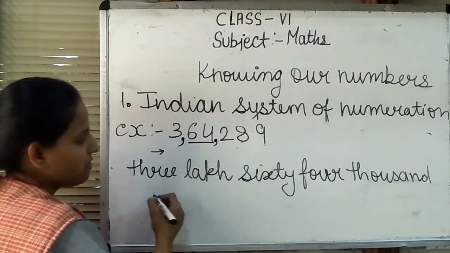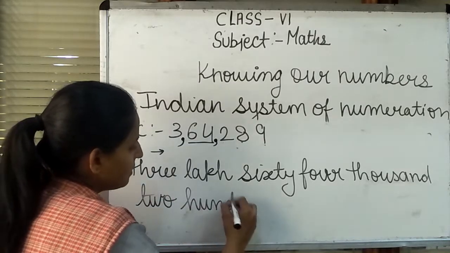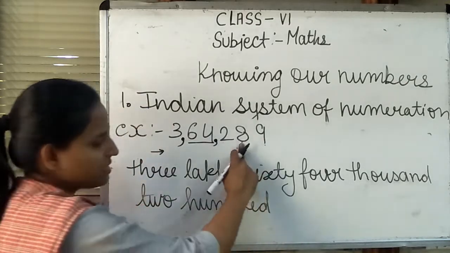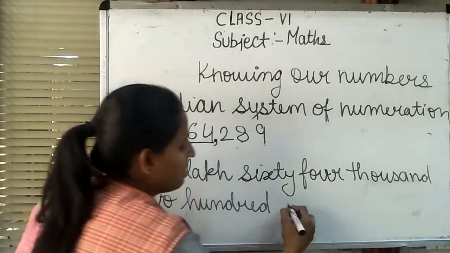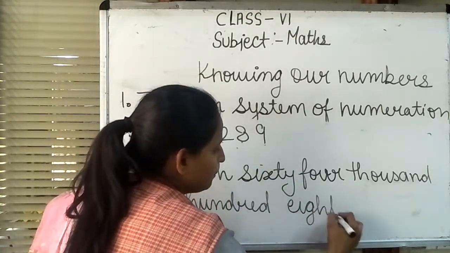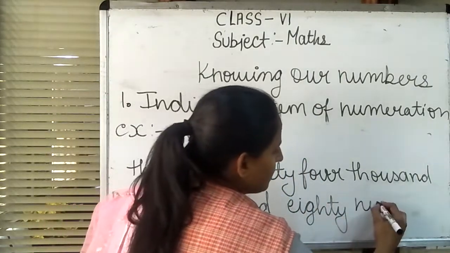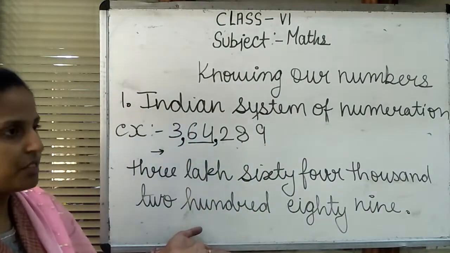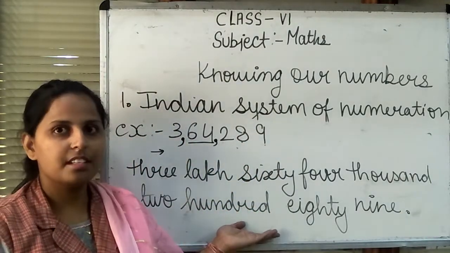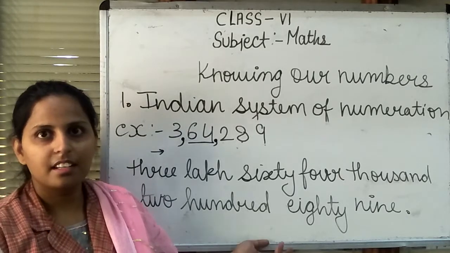Next, 2 is placed at the hundreds place, so now write 200. After that, 8 is placed at the tens place, so now 8 is written with the tens and it is called 80. After that the last is the ones digit, 9. This is the method to write the names of numbers according to the Indian system of numeration. Okay students, thanks. We are starting the next topic in the next video.